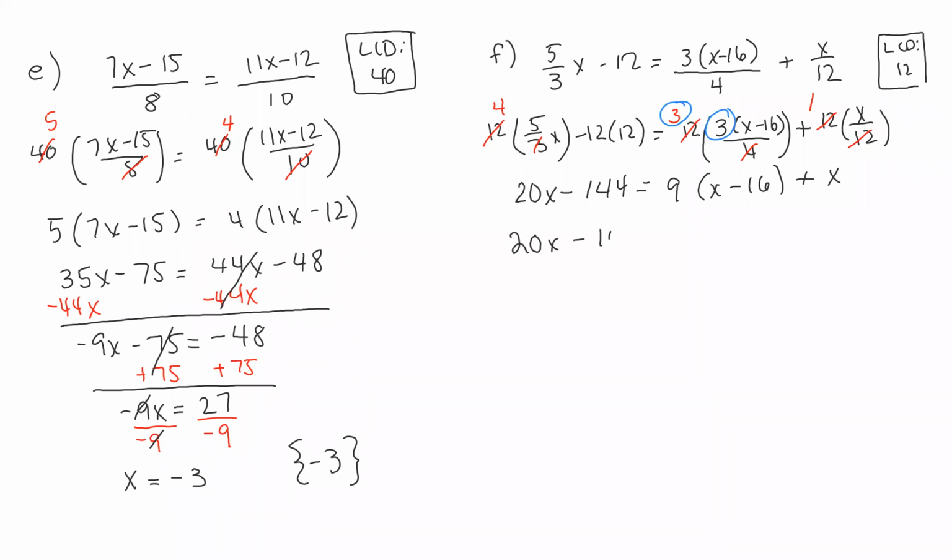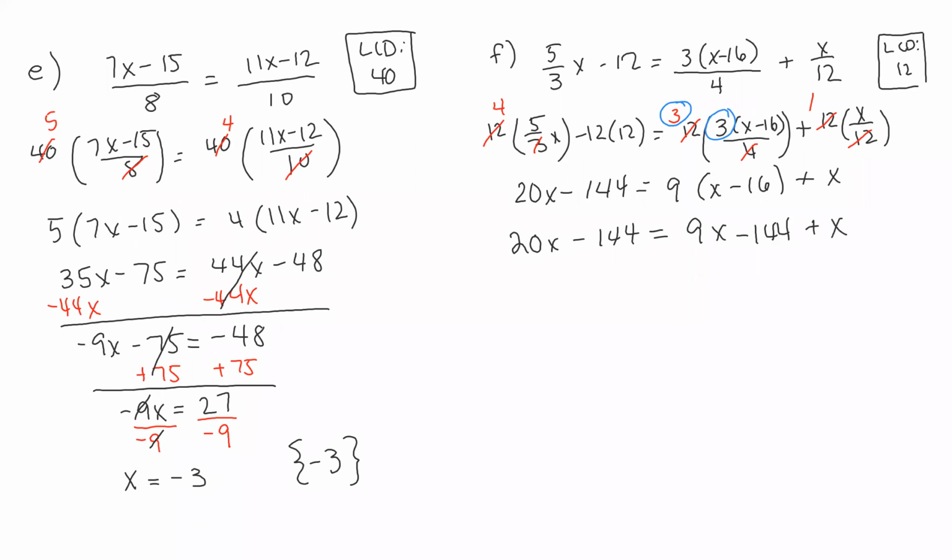So I get 20x minus 144 equals, just write down what you have. Even though it's not being distributed, always rewrite the entire equation after each step. Now we're going to distribute the 9. So 9 times x is 9x. 9 times negative 16 is negative 144. Don't forget your plus x.